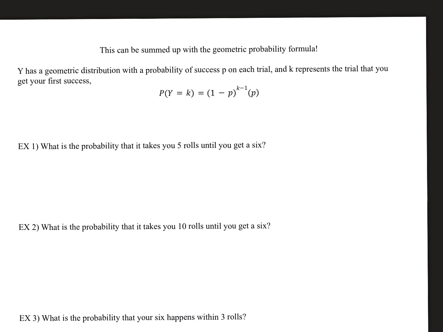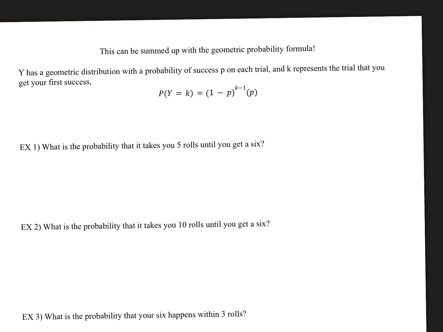So if you have a probability of success p, k represents the trial that you get your first success. So the probability of y equals k is 1 minus p to the k minus 1 times p. So we have the probability of failure raised to the number of failures, and then we have a single success.